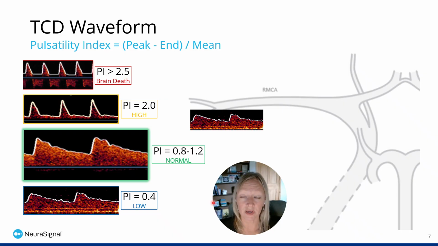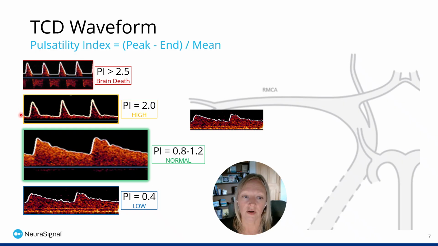Along with the mean flow velocity, we'll also look at the pulsatility index, or PI. A high PI is 1.2 and above, so you can see the loss or lack of end-diastolic flow will be your higher pulsatility index. If you find this type of signal in all intracranial vessels, this would suggest brain death.